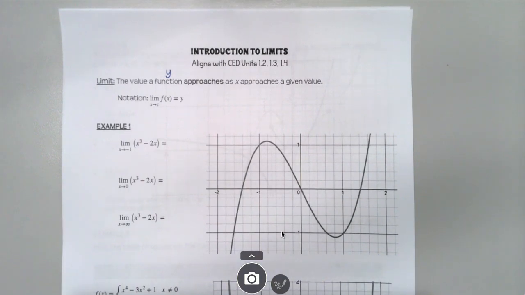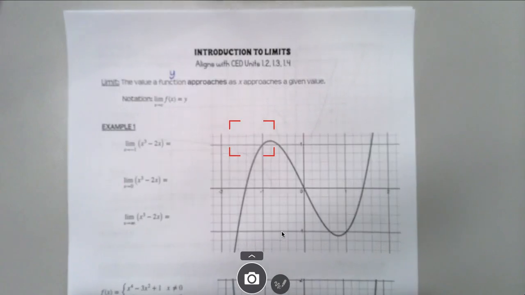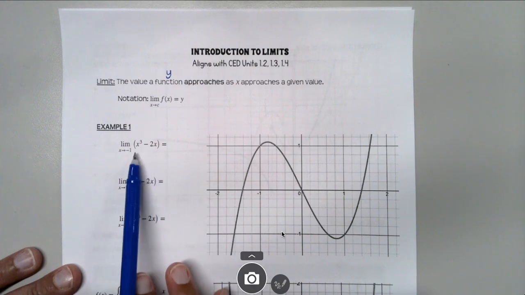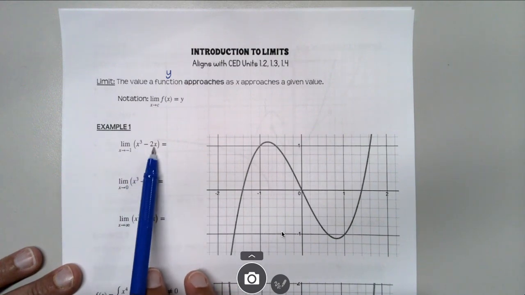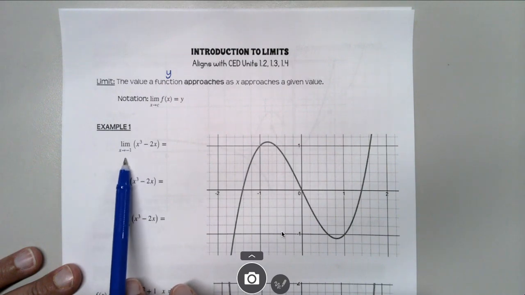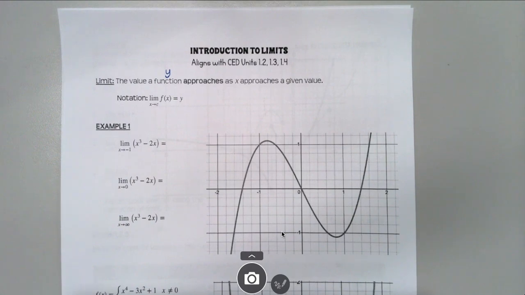So we're going to start with an example that is really boring, okay? There is not a lot of exciting things happening in this first example, and you'll see why, but we have to do a boring one for you to understand a non-boring one, okay? So this right here is the function that's described here, x cubed minus 2x. And I want to know what's the limit of this function, meaning what are the y values doing, as x is getting closer and closer to negative 1.